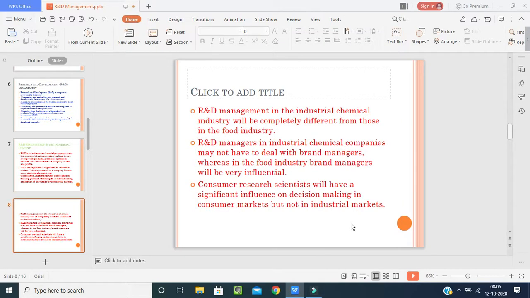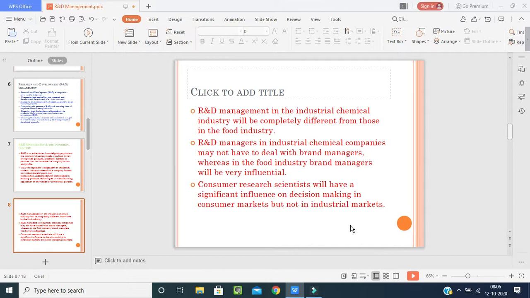Now we'll go for the next point. R&D management in the industrial chemical industry will be completely different from that in the food industry. Whatever the R&D process and systems are in the chemical industry will be totally different from the food industry. It means that one organization's system or process of R&D activity is totally different from other industries. From industry to industry it will differ, and from organization to organization it will differ.